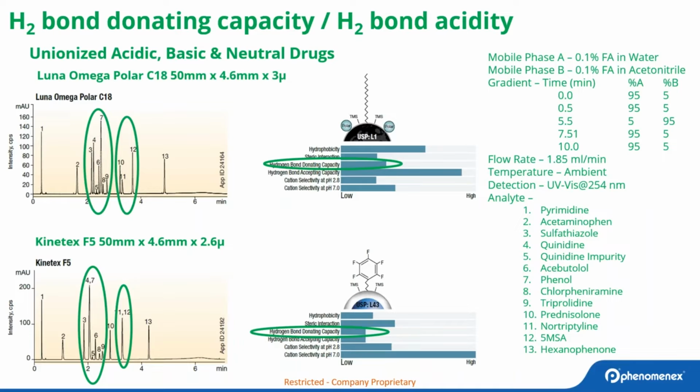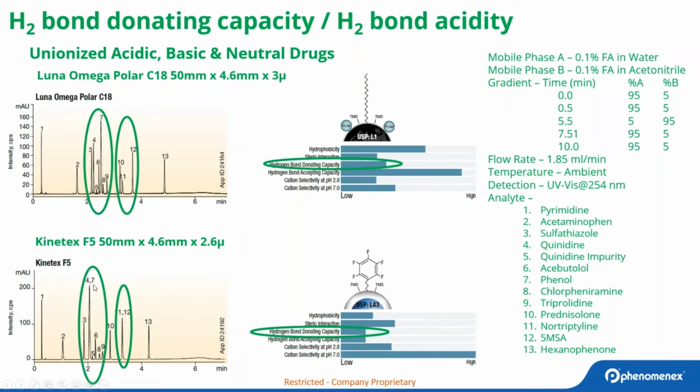We have a lot of different compounds of interest, and we have 2 different hydrogen bond donating capacities. So on the bottom for the kinetics F5, we have a lower selectivity, so this is not contributing as much as the cation selectivity, right? On the top, we have a higher amount of hydrogen bond donating capacity.